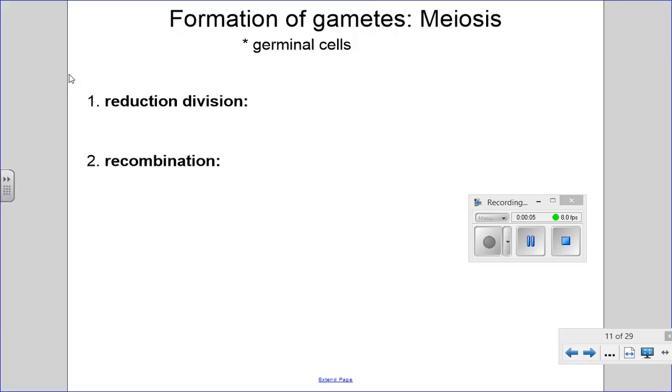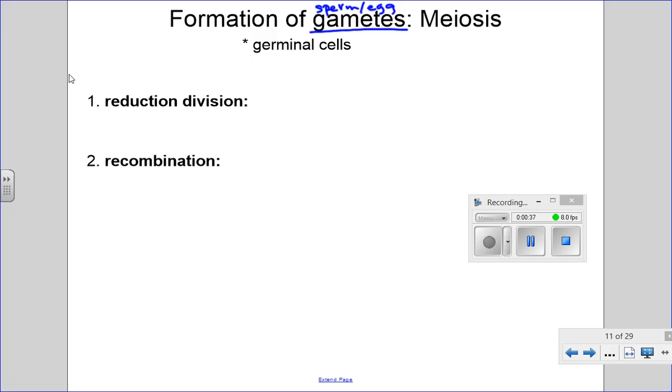All right, so today we are going to talk about meiosis. Meiosis is the other type of cell division, so we've talked about mitosis. The first distinction that we should make is that meiosis is the type of cell division that is used typically for the formation of gametes. So we are talking about the sperm or the egg. And the type of cell that would do this is called a germinal cell.